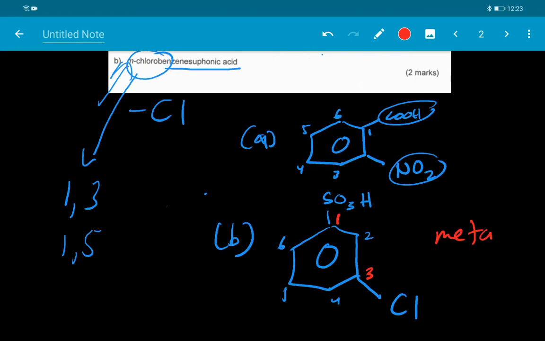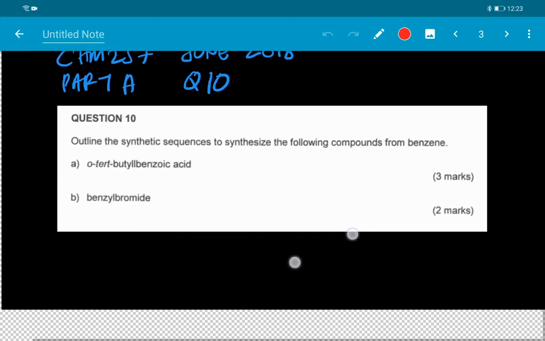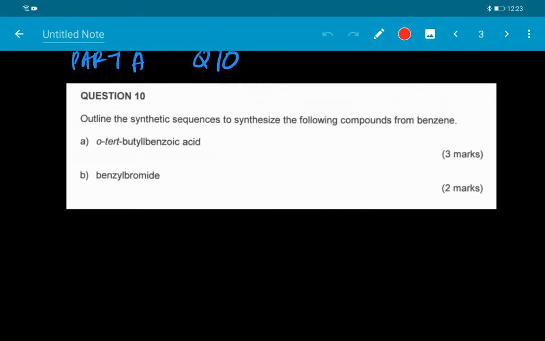Moving on to the next questions. Again, this question was taken from CHM 257 paper June 2018, part A, question number 10. Same as the previous question, this question is focusing on the synthetic sequences of the benzene compound. Again, you should know that in order to answer this question, you should be able to draw correctly the structure that is requested by the questions.